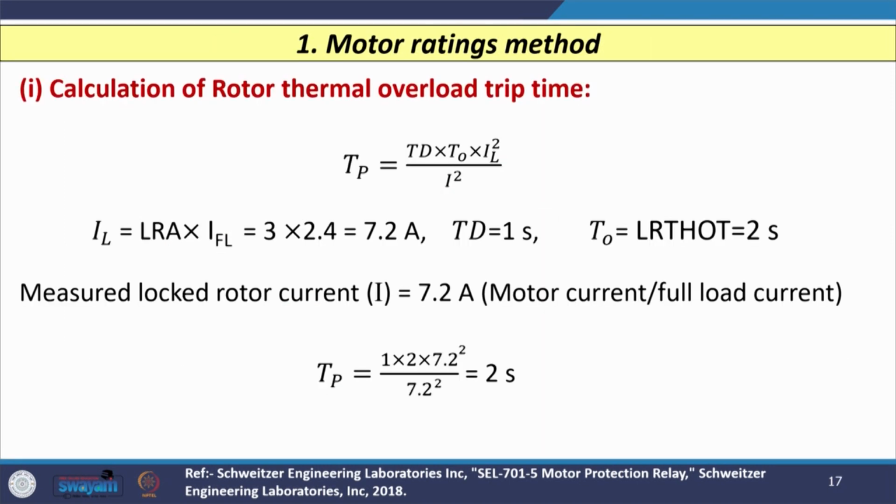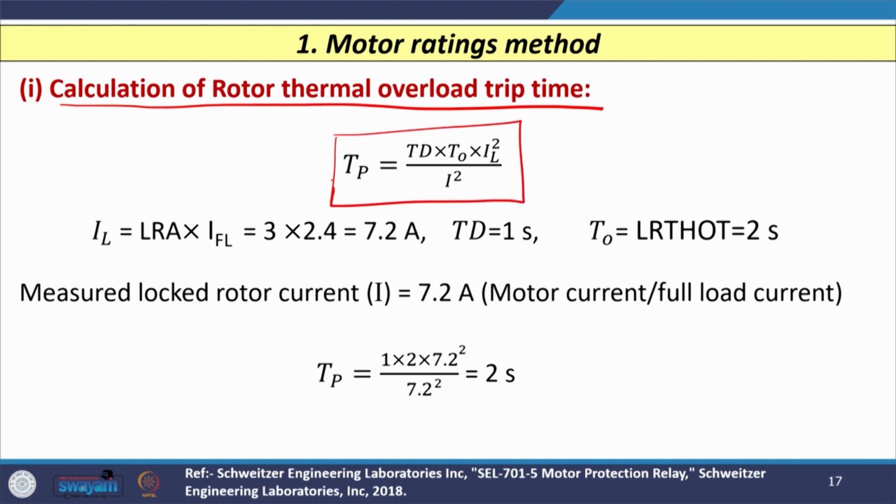Let us consider the first, that is the calculation of the rotor thermal overload trip time. We know that the equation of trip time is given by the ratio of Td into T0 into IL square by I square. Here IL we can easily calculate, because it is nothing but LRA into I full load. LRA is 3 and I full load is 2.4 ampere, so your IL is 7.2 ampere.